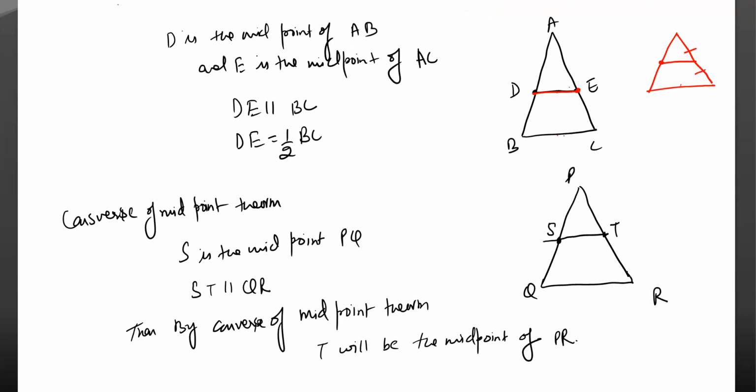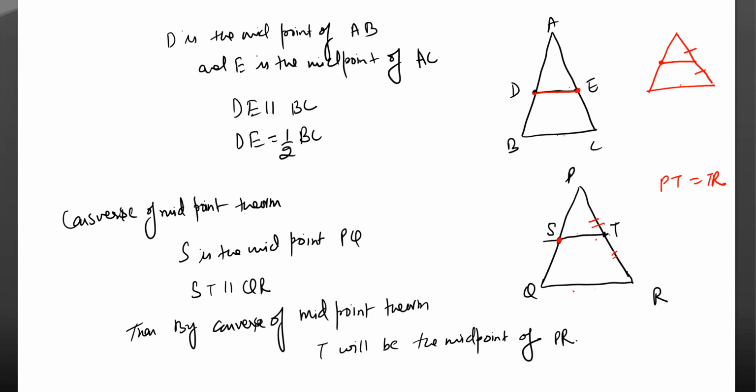For example, if it is given in this triangle that S is the midpoint of side PQ and ST is parallel to QR, and it asks to prove that PT is equal to TR, you can simply write that since S is the midpoint and ST is parallel to QR, then by the converse of the midpoint theorem, T is the midpoint of PR. So PT will be equal to TR. Got it? Okay, I got it now.